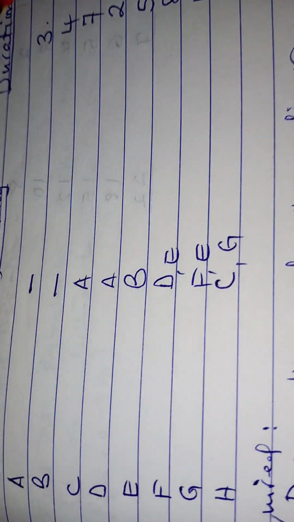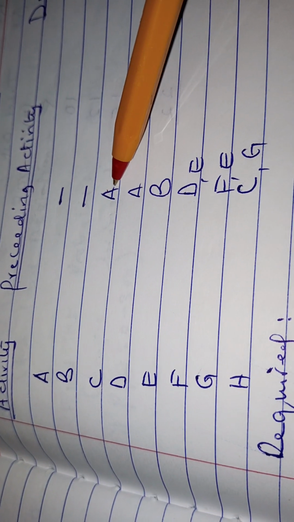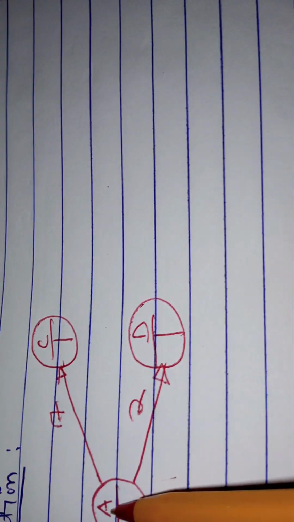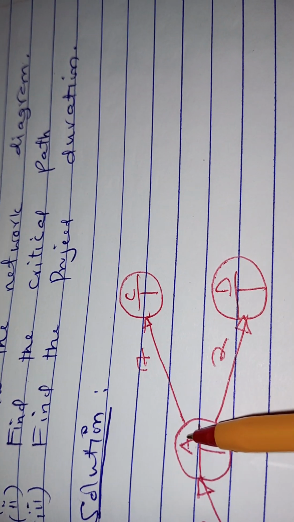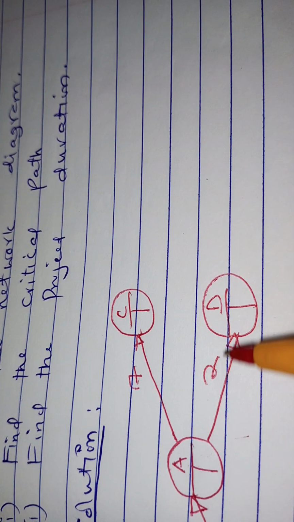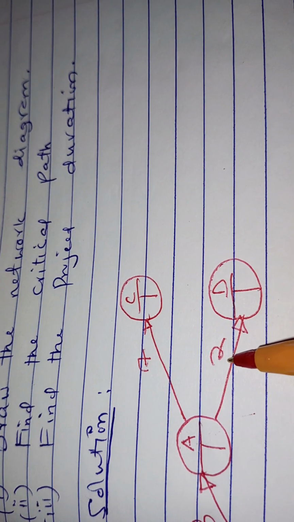Once again, we go up and look at activity A and F. Activity A has produced C and D. So from A, we have moved to C and D. So from A, we have activity AC, that's 7 weeks, and AD activity taking 2 weeks.